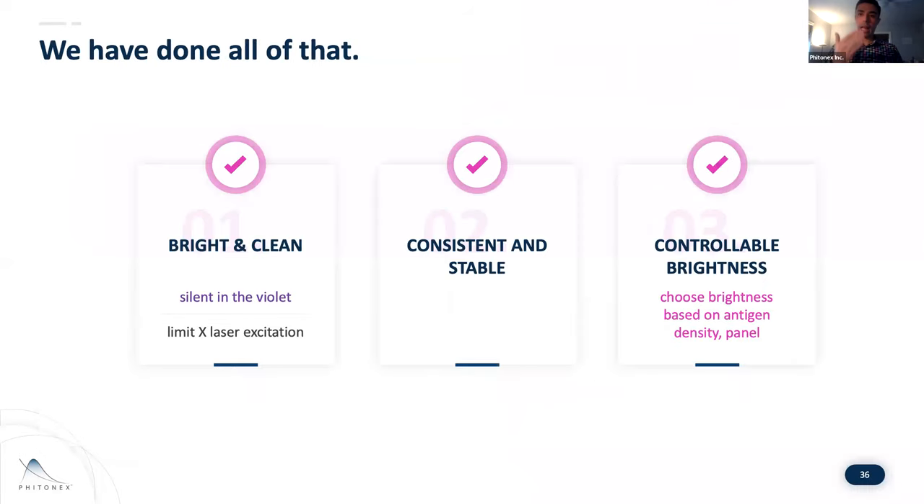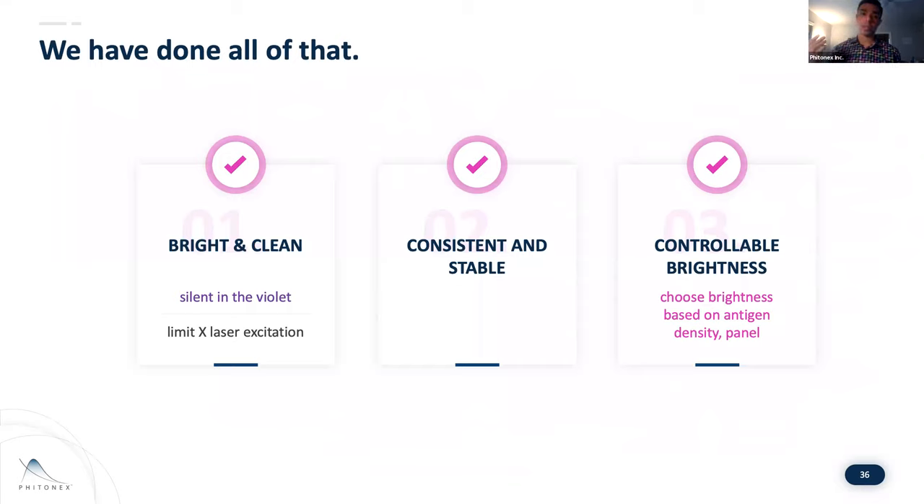So we've really proven out these three requirements. Can you create fluorescent labels that are bright and clean? Yes, across the current six labels, silent and violet, we've limited cross-laser excitation. Are they consistent and stable? Yes, and at this point we're just waiting on more time to test these out, but they're incredibly consistent and stable. And then we do have the ability to control brightness, and we're building out that controllable brightness now across all the different labels that you've seen today.